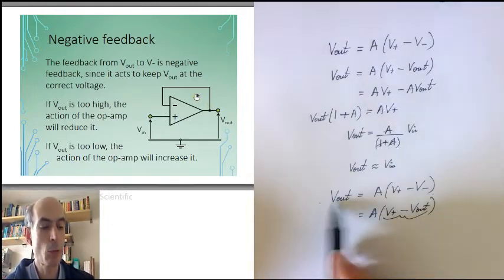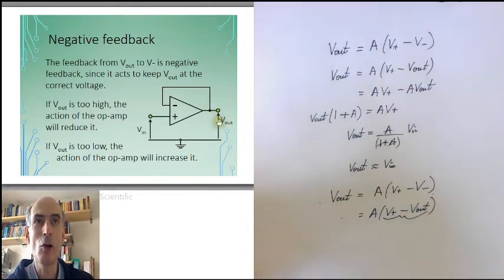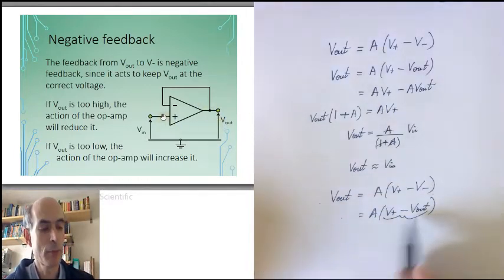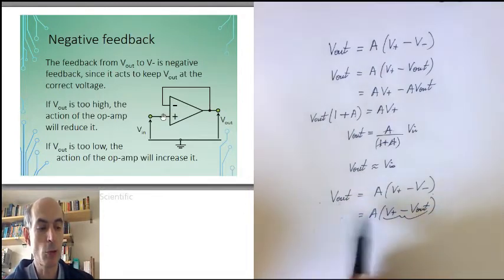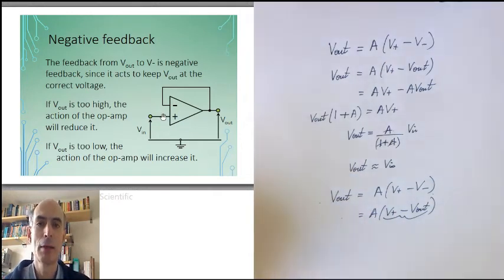Similarly, if Vout ever went slightly below Vin, then Vin minus Vout would increase, and that would push Vout back up again. So the action of this negative feedback is to maintain that stable equilibrium point.